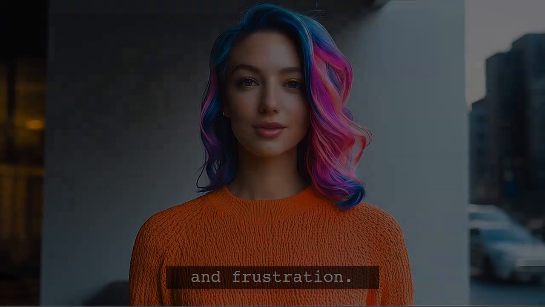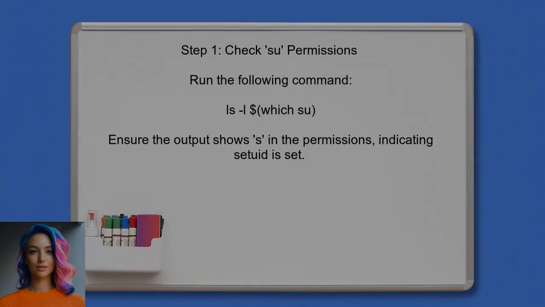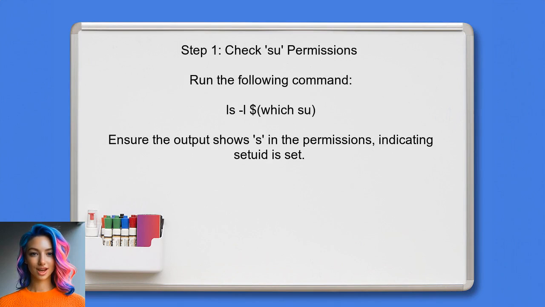To address the issue of terminal allocation in Alpine Linux, the user should first ensure that the su command is set with the correct permissions. This means checking that the su binary has the setuid bit set. The user can do this by running the command ls -l $(which su) to verify the permissions.